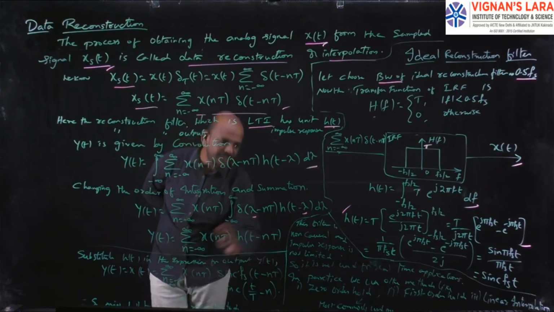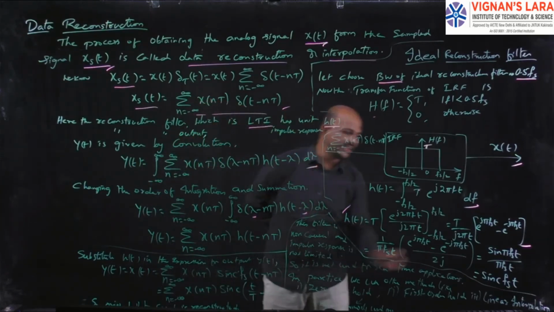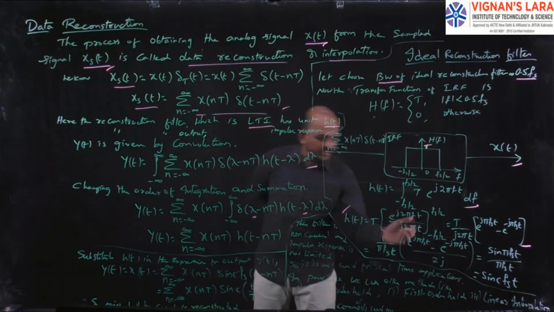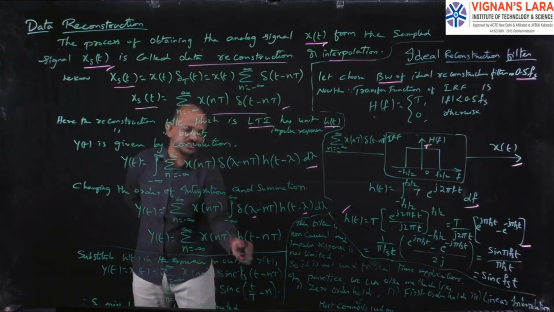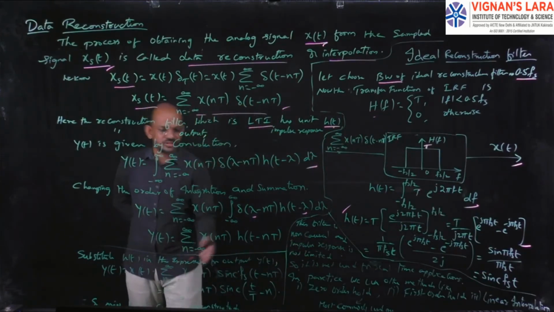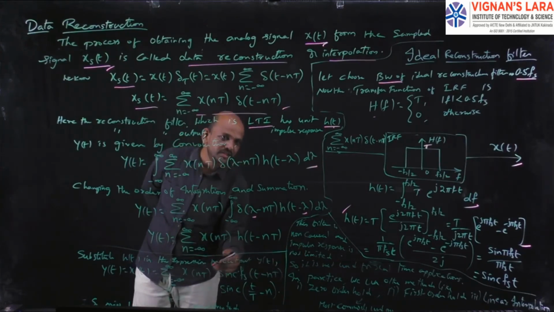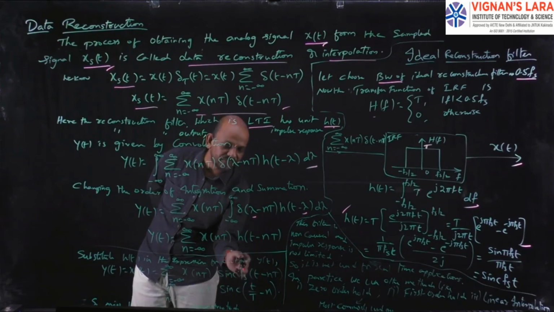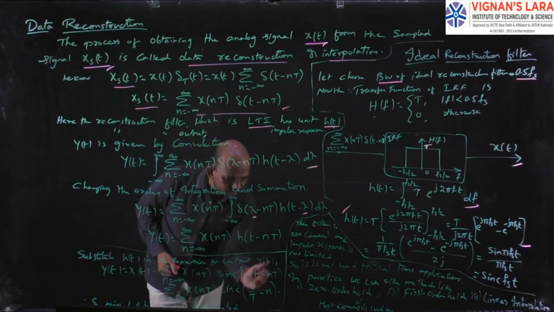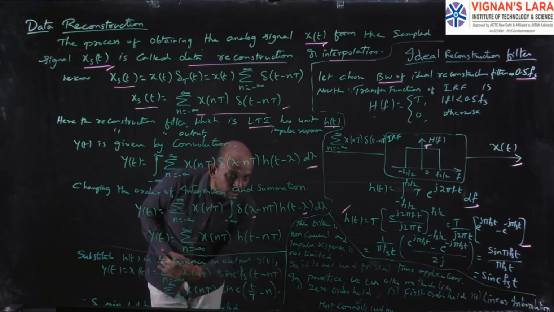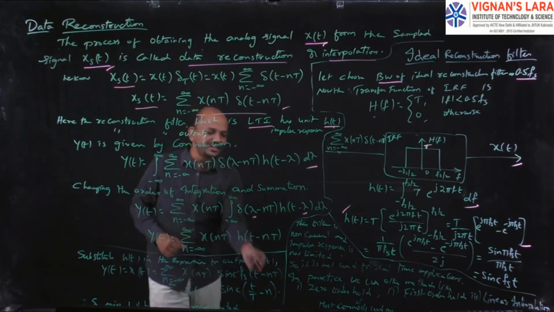Here I have h of t minus nT, and I have got the value of h of t as sinc fs t. Now in place of t I have to substitute t minus nT, so sinc fs into (t minus n into capital T). If I bring T outside, that is 1 by fs, and the 1 by fs gets cancelled. So I will get summation n equal to minus infinity of x of nT sinc of (small t by capital T minus n).